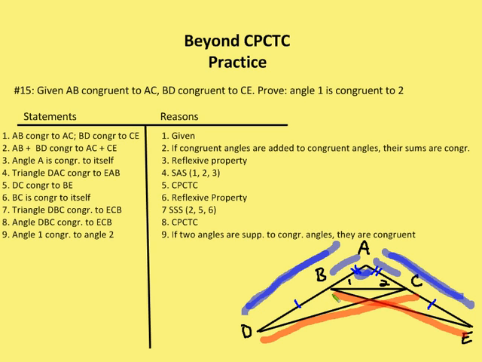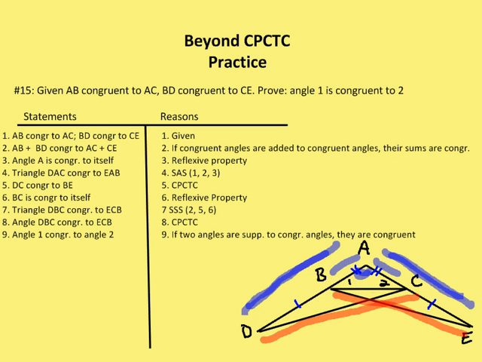I also know that BC is going to be congruent to itself, so this piece will be congruent to itself. And I was given at the beginning that DB and CE are congruent. So now I have two triangles again, DBC. So DBC, this triangle, is going to be congruent to ECB by side, side, side. I have a side, reflexive property, side, CPCTC. I have two triangles that are congruent.